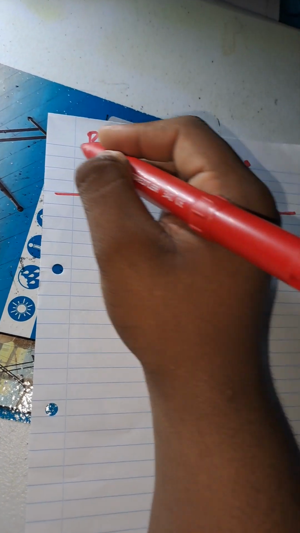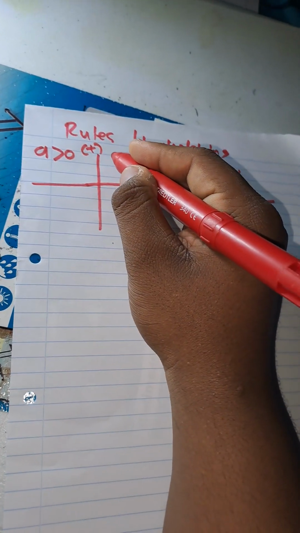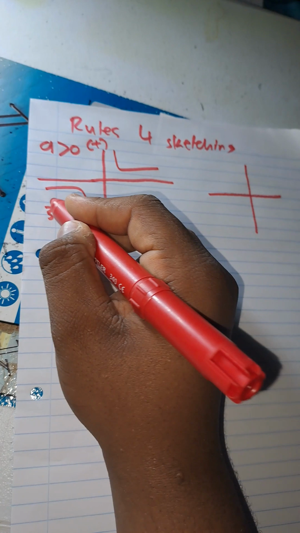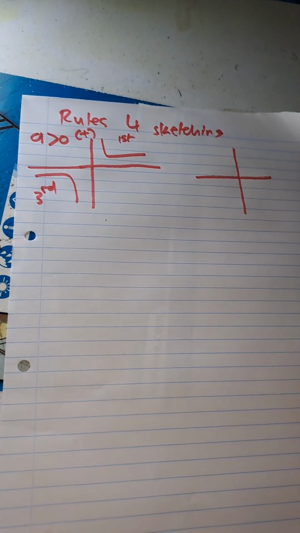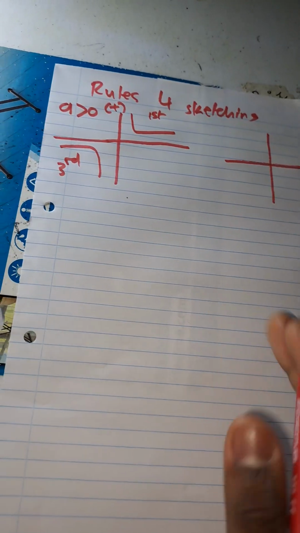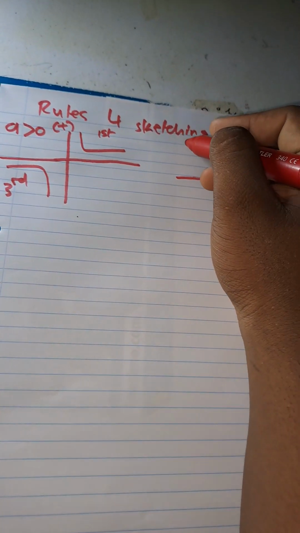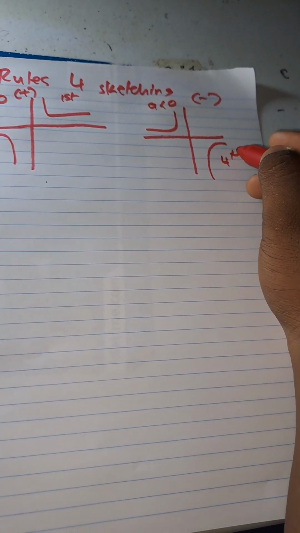The first one is when my value of a is positive, whereby my hyperbolic graph will be in the first and third quadrants. You already know from your trigonometric knowledge that in the first quadrant everything is positive. And the second one is a less than 0, which means my graph is negative. It will be in the second and fourth quadrants.